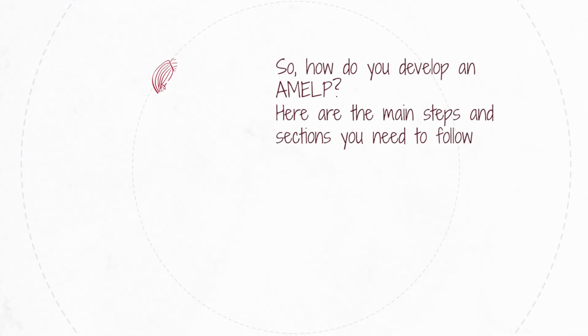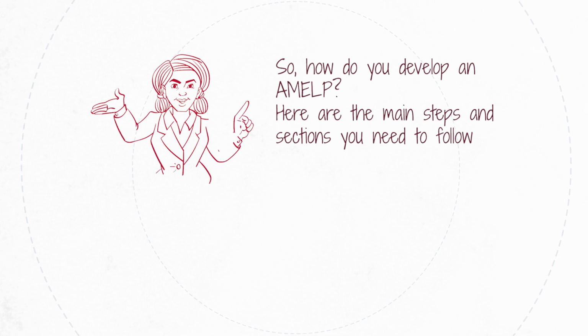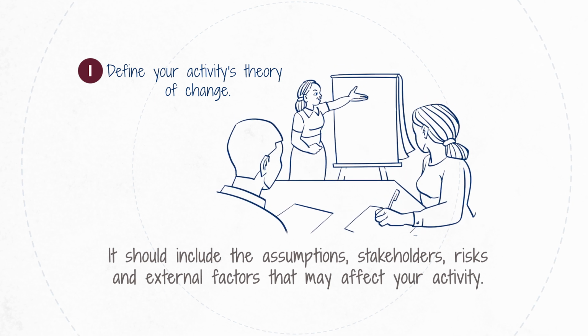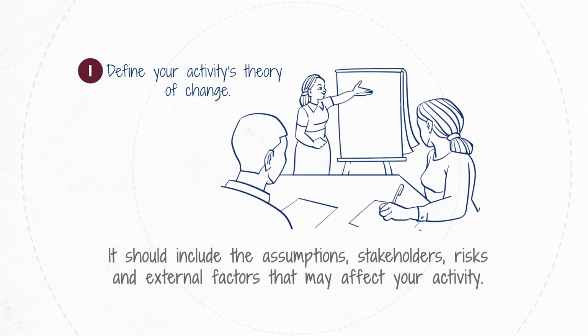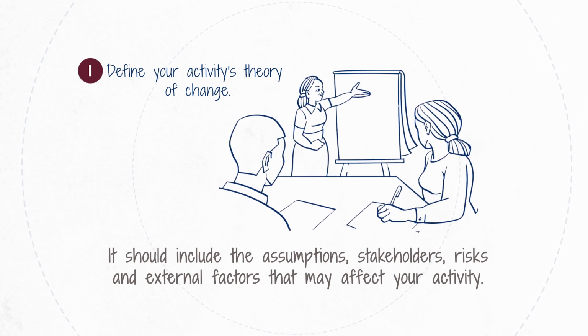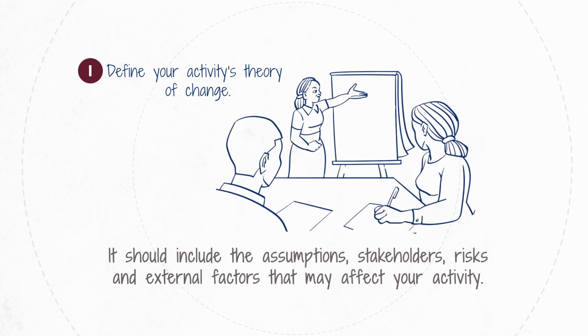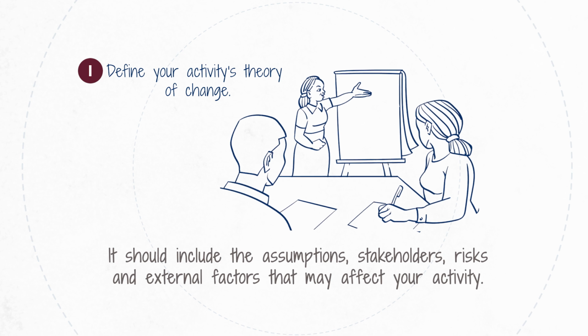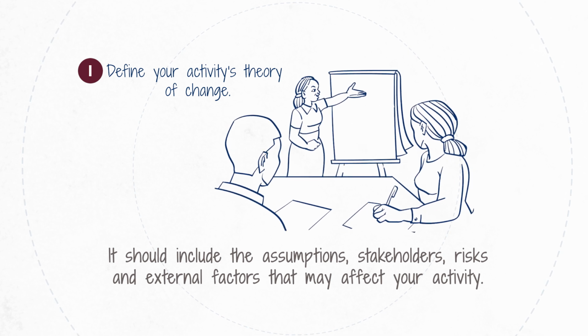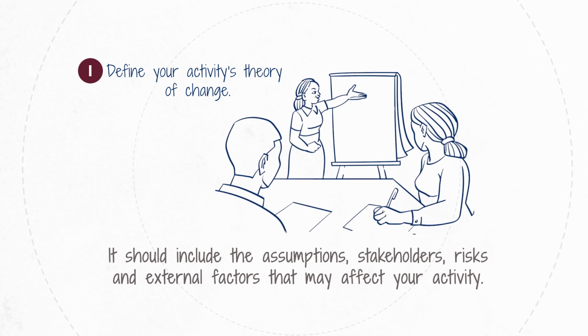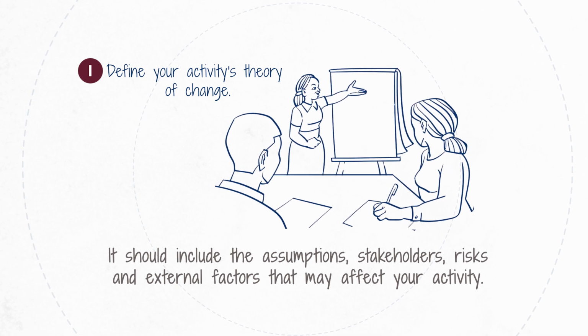So how do you develop an AMELP? Here are the main steps and sections you need to follow. 1. Define your activity's theory of change. This explains how your activity will achieve its intended outcomes and impact. It should include the assumptions, stakeholders, risks, and external factors that may affect your activity. You can use a logic model or a result framework to represent your theory of change visually.